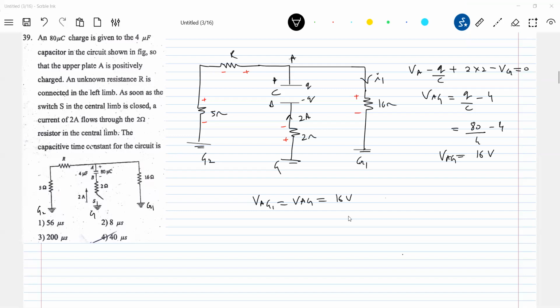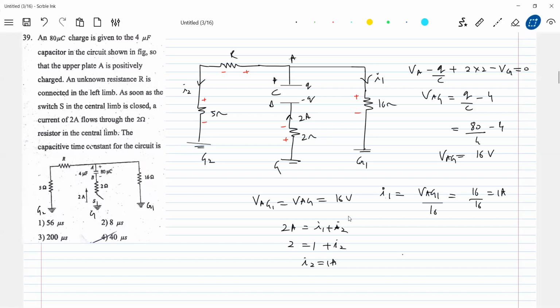Okay, this VAG1 should be equal to I1 times 16 ohms. So with this, I'll get I1. The value of I1 will be VAG1 by 16, which is 16 by 16, so this is 1 ampere. We know this is 2 ampere, I1 is 1 ampere, and the remaining I2 will flow here. So the 2 ampere should be equal to I1 plus I2. So 2 equals 1 plus I2. What is the value of I2? I2 should be equal to 1 ampere. So we got those currents.